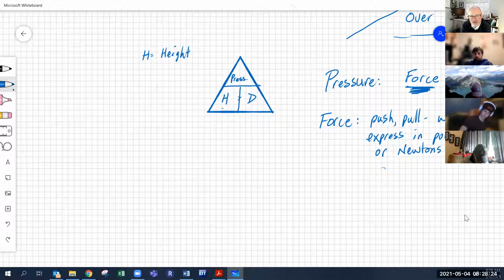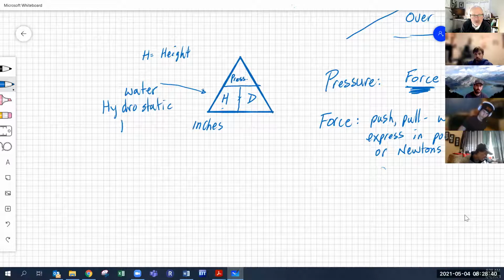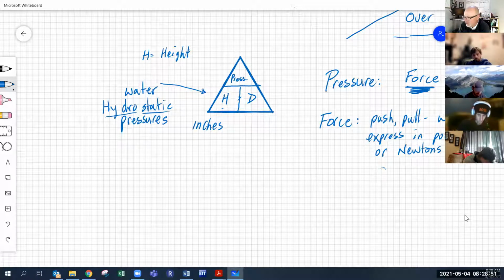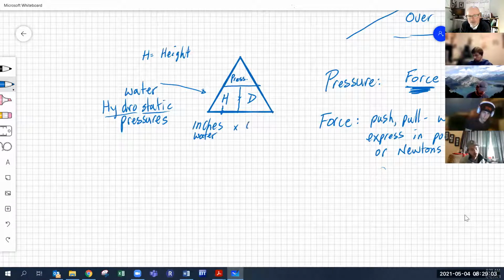When we have height of fluid, if I'm talking about inches, and right now I'm going to talk about water, because this formula is for hydrostatic pressures. Hydrostatic means water, and static means standing still. It's not flowing. There is no water flowing when we take these pressures. So if I'm talking about inches of water, that's my height here, I'm going to multiply it by 0.0361 PSI per inch. That is the number that we will use when we describe inches of water.